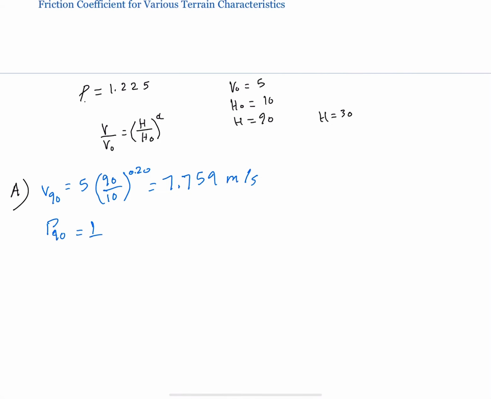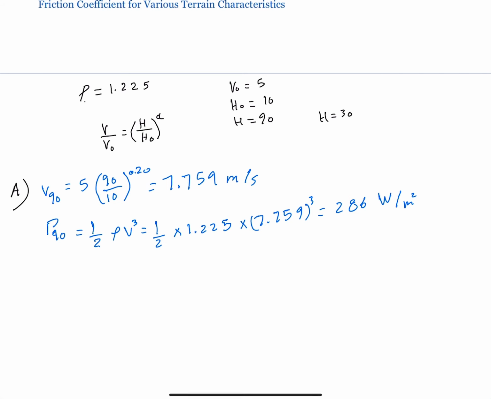And the power at 90 equals half rho V cubed, equals half. We have the constant 1.225 times 7.759 in parentheses cubed, equals 286 watts per meter squared.